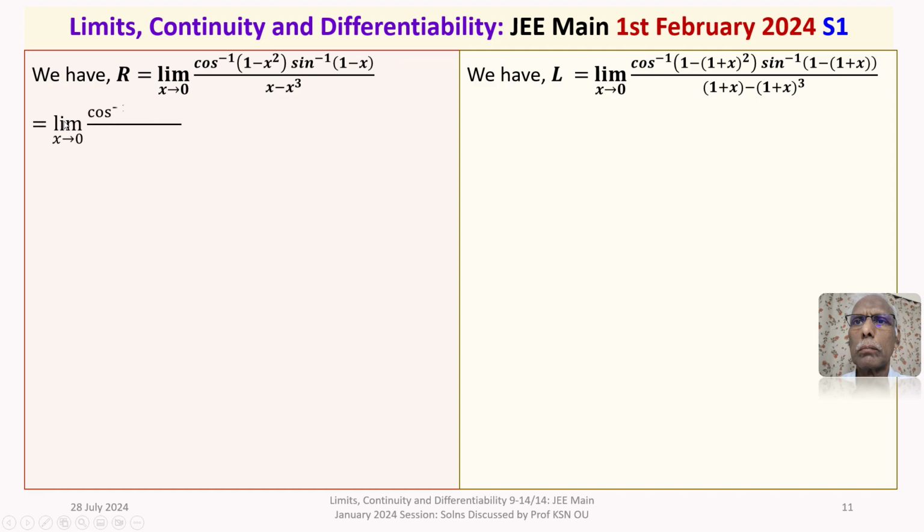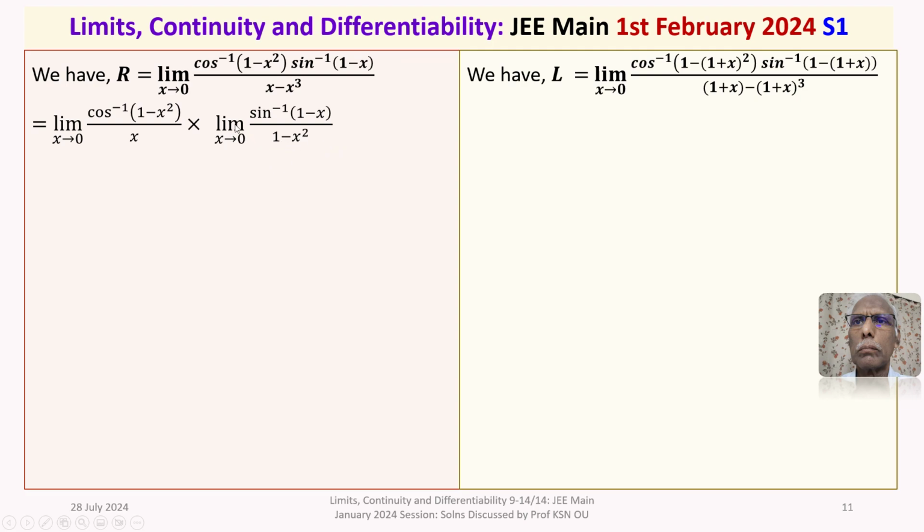This is equal to limit x tends to 0 of cos inverse of (1 minus x square) by x, into sine inverse of (1 minus x) by (1 minus x square). So x minus x cube is written as x into (1 minus x square). x is written here and (1 minus x) is written here. Limit of the product is equal to the product of their limits. That's what we are applying.